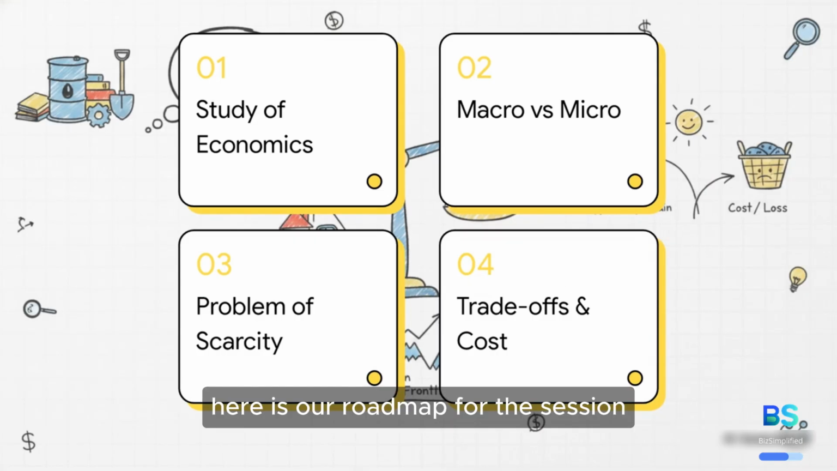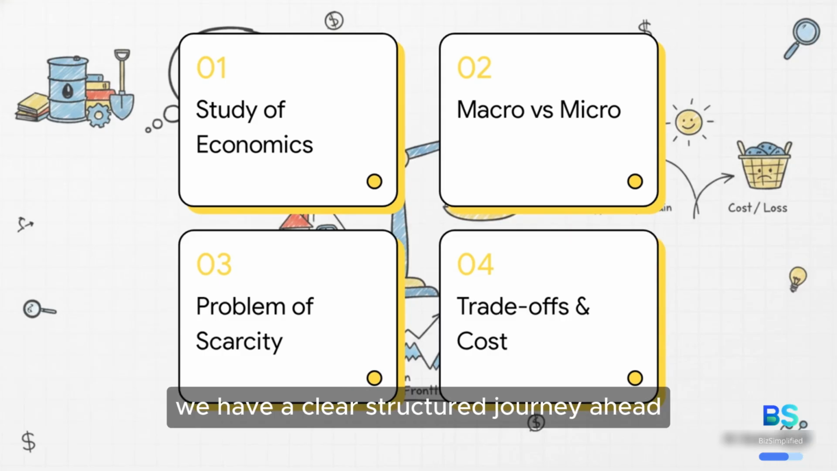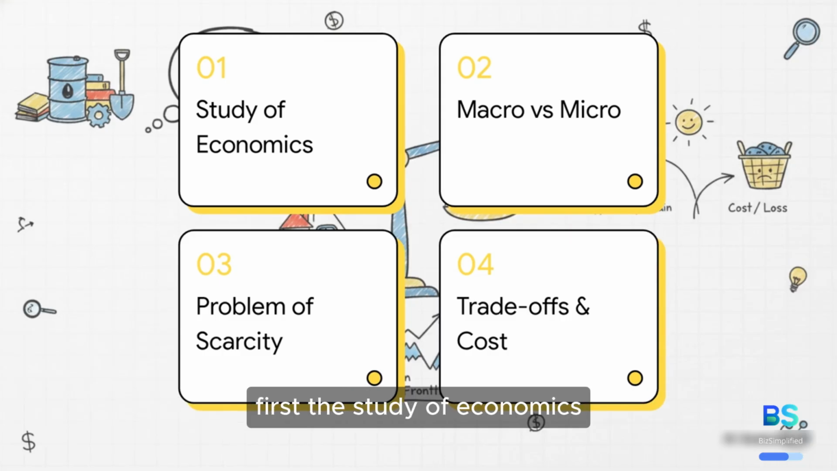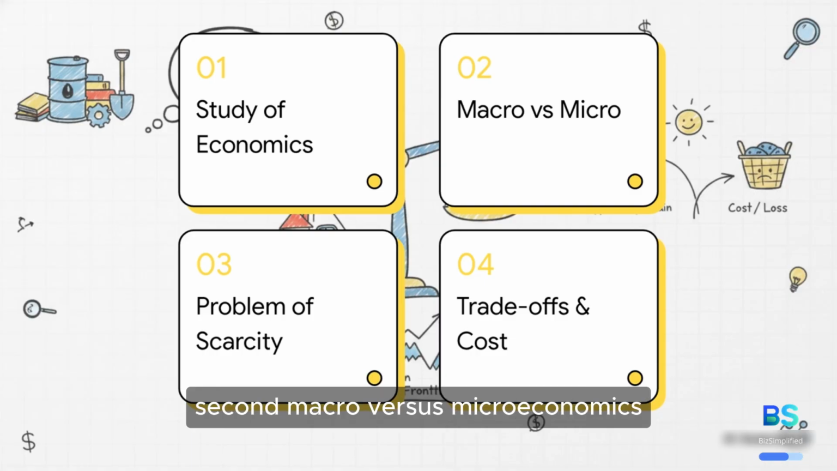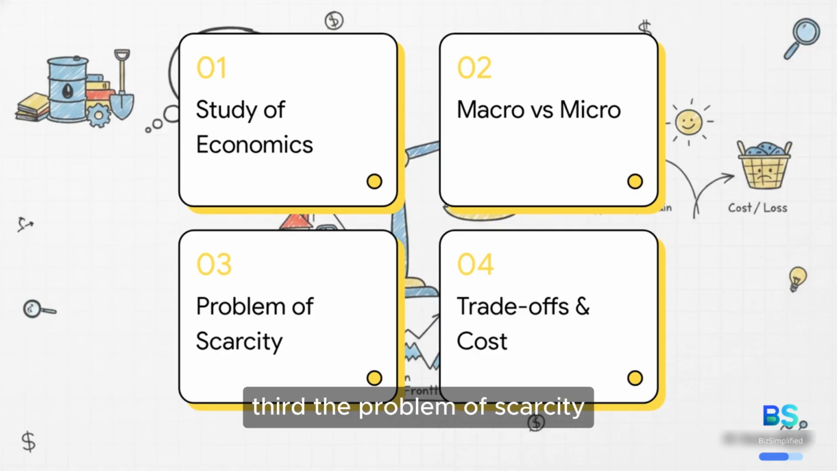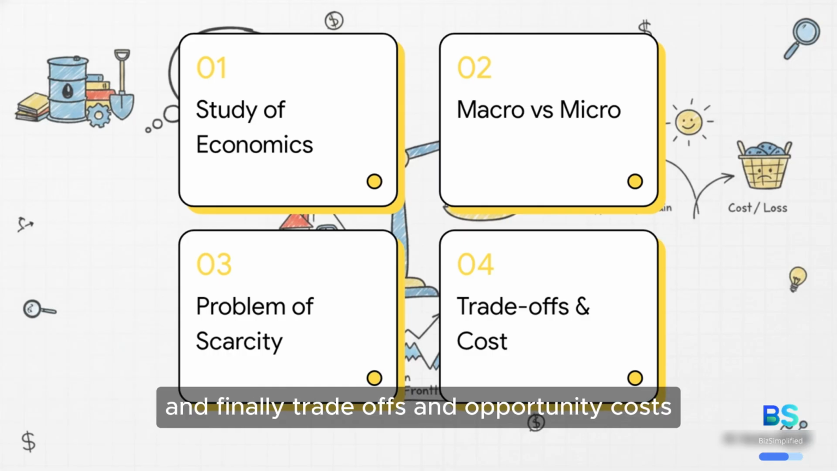Here is our roadmap for the session. We have a clear, structured journey ahead. First, the study of economics. Second, macro versus microeconomics. Third, the problem of scarcity. And finally, trade-offs and opportunity costs.